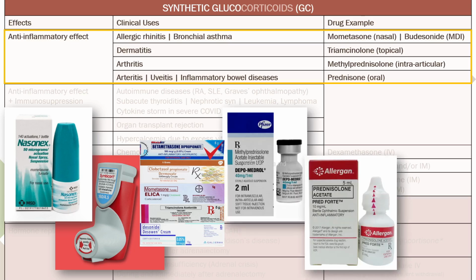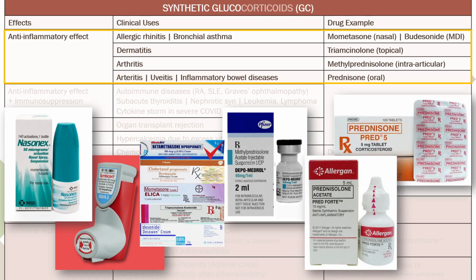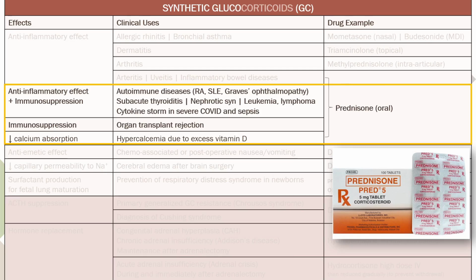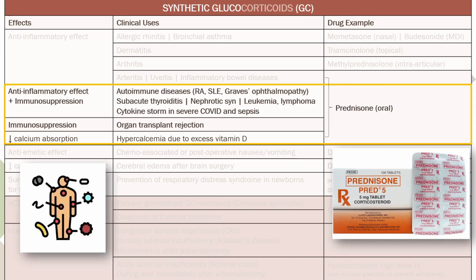Suspension for injection to be administered intramuscularly or intra-articularly for arthritis, and ophthalmic solutions for inflammatory eye conditions such as uveitis. In case of increasing severity without improvement, we then switch to oral preparations. In general, oral prednisone is used in autoimmune diseases such as rheumatoid arthritis, lupus, and Graves' ophthalmopathy.